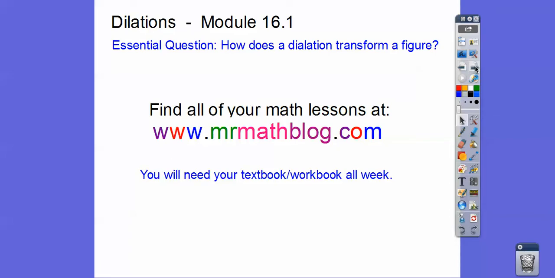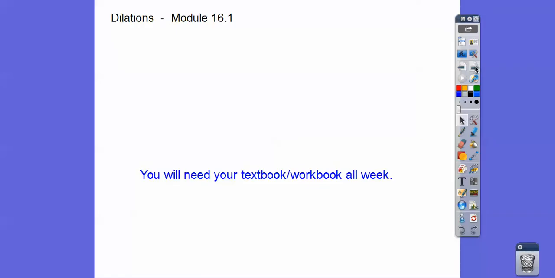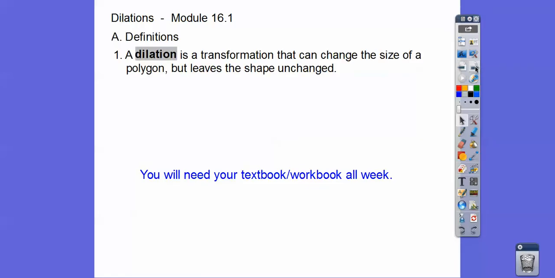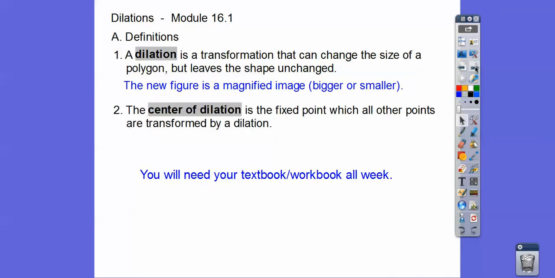Here's our question: how does a dilation transform a figure? A dilation is a transformation that can change the size of a polygon but leaves the shape unchanged. It's like a magnifying glass, and it just makes a bigger image. It looks similar. It's not congruent because the sides aren't equal. It's just bigger or smaller. The new figure is magnified into a bigger or smaller image.